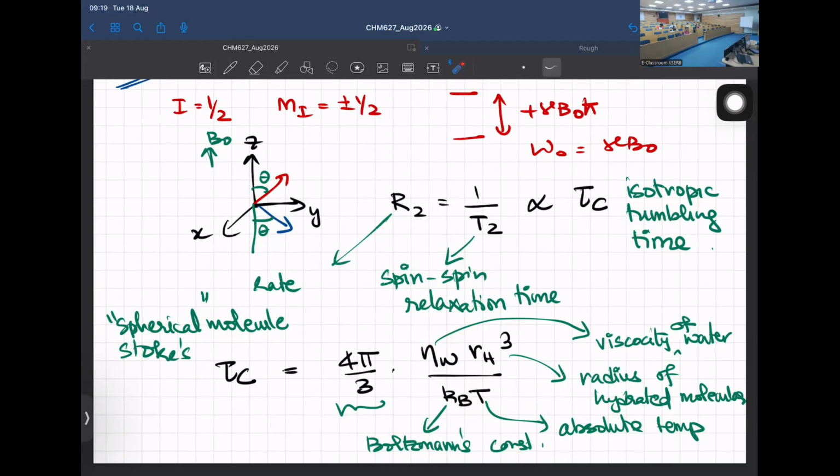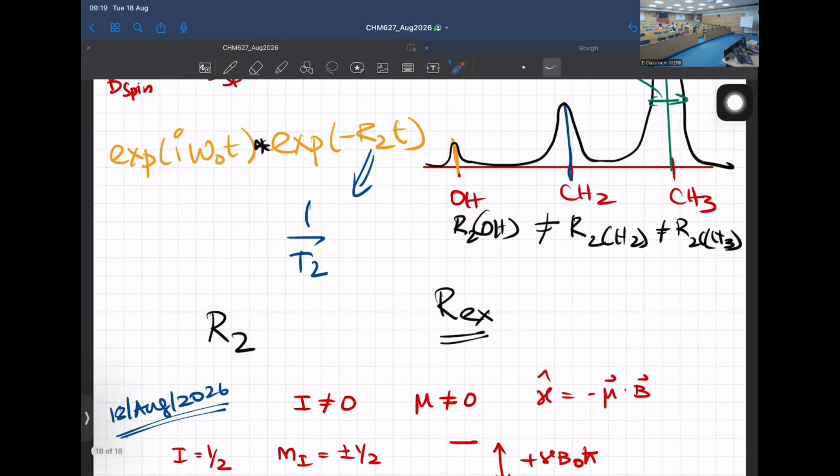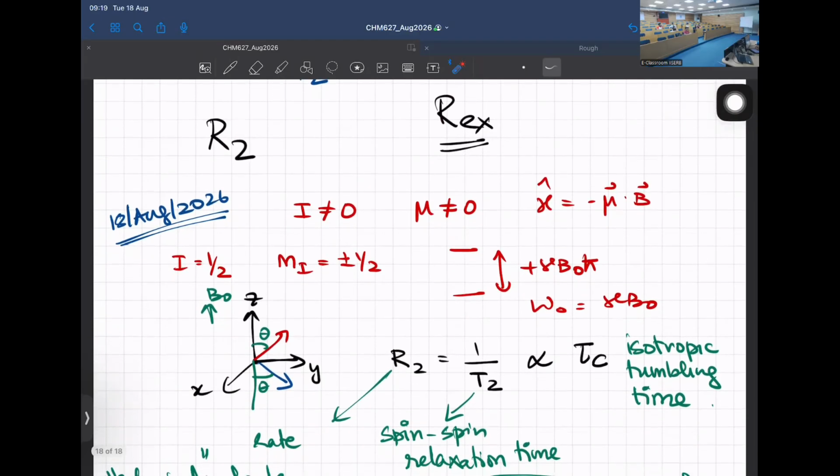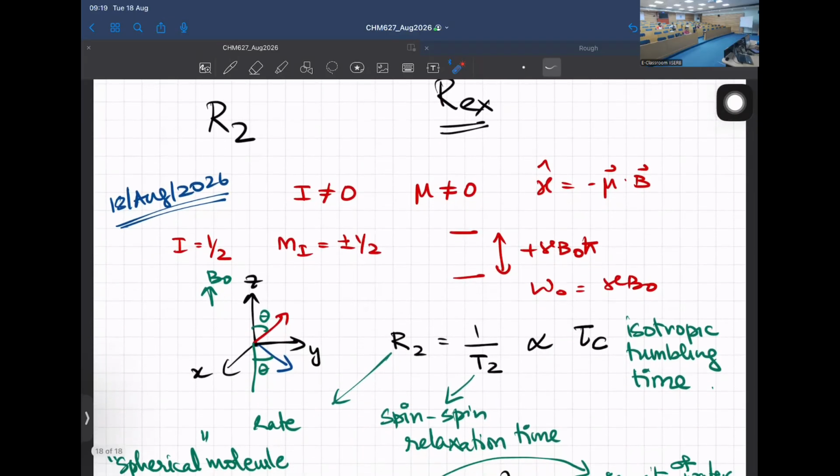Now, the reason why I'm highlighting this so much is because there are times where some of your exchangeable protons, which is like a hydroxyl proton or an amino proton in a protein in the backbone or an amino proton in nucleic acids, might be broad. And why is it broad? Maybe because chemical exchange happens.